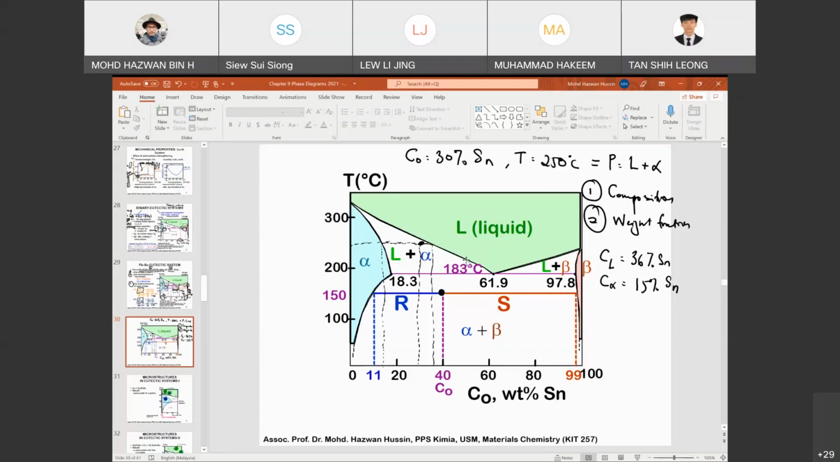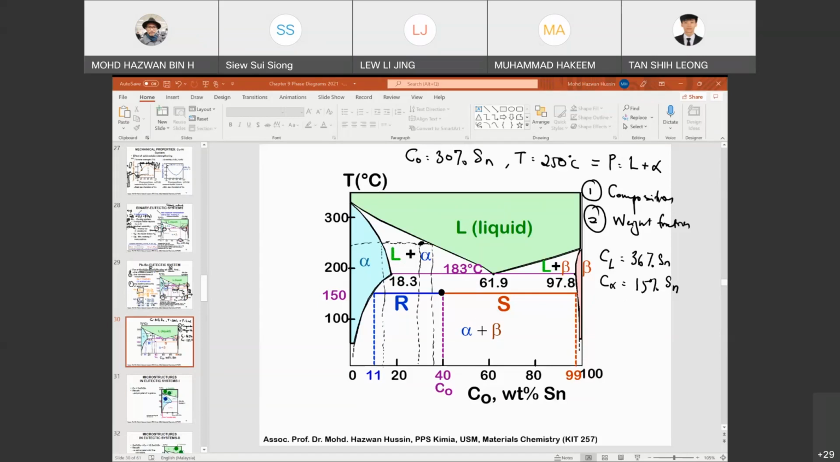Because now we are not talking about the alpha and beta, because now we are in liquid plus alpha. Then the composition will be one composition of liquid, and another one is the composition of solid alpha. Okay, so next one, Tan Shi Leong.